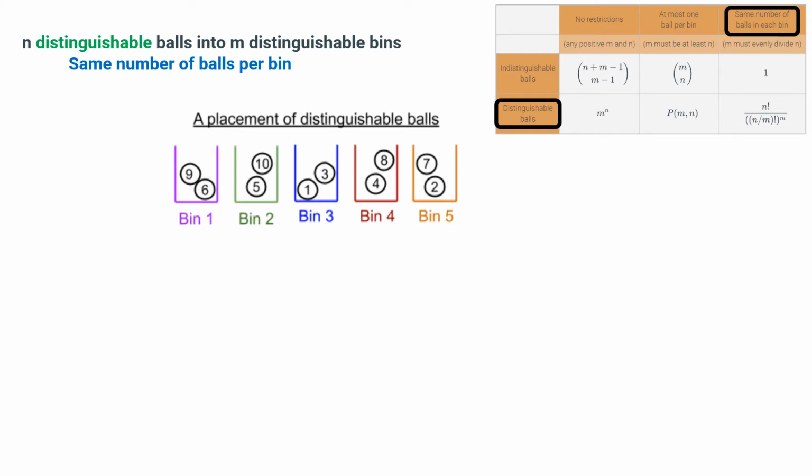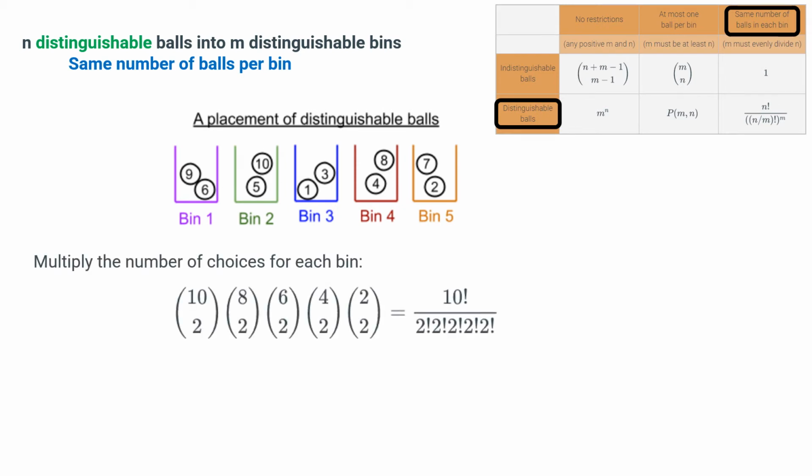Okay, so let's see if we can figure this one out. If you take a look at the formula in there, it looks a little bit more complicated, so it looks like maybe it would be hard to figure out. But I think we'll be able to figure it out, at least for just this fixed example here, where we have only 5 bins and 10 balls. We'll see if we can figure it out.